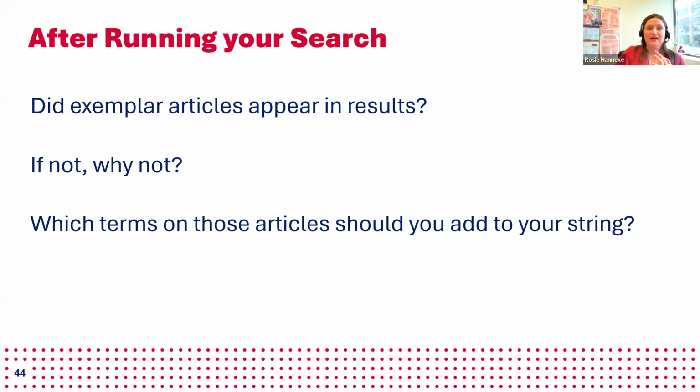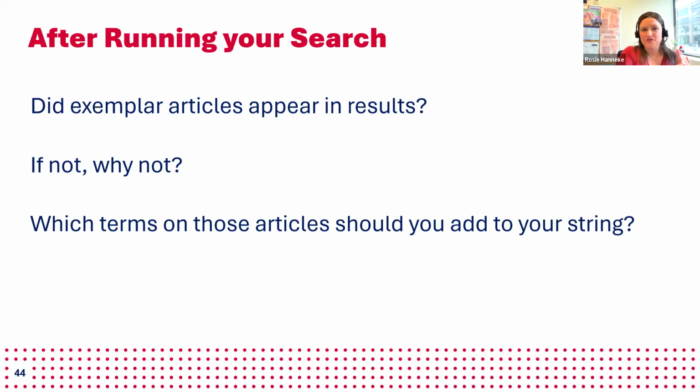So then when I'm adding terms to my search, when I get to a stopping point with my draft search, I'm going to look for those exemplar articles. Emily talked at the beginning about how I have anywhere from 2 or 3 to 10 or more articles that I know, these are articles that I would definitely want to see in my search.